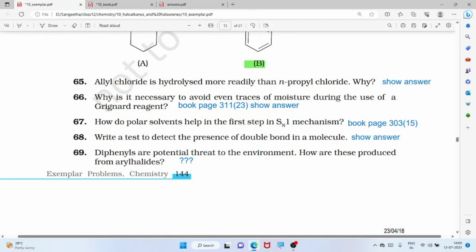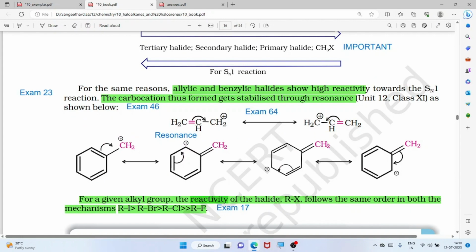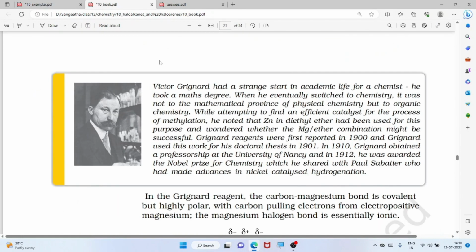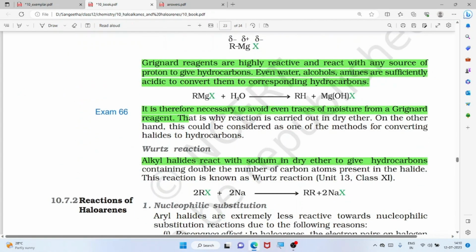Why is it necessary to avoid traces of moisture during the use of the Grignard reagent? Question 23. Grignard reagents are highly reactive and react with any trace of proton source to give hydrocarbons and water. Okay, this is the answer. Therefore, it is necessary to avoid even a trace of moisture in the Grignard reagent.